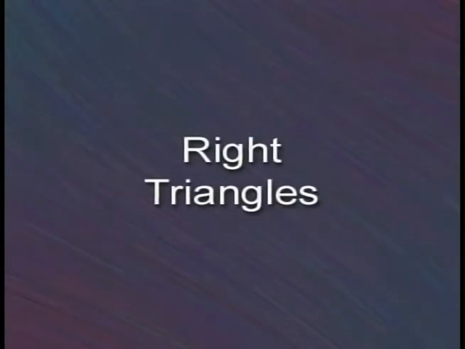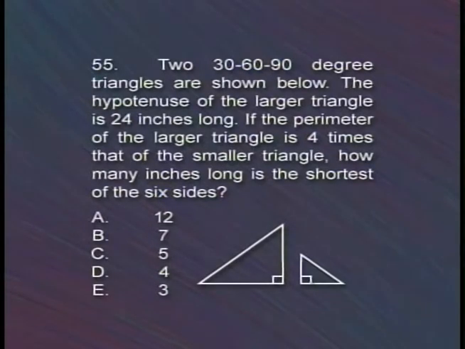Problem 55. Two 30, 60, 90 degree triangles are shown below. The hypotenuse of the larger triangle is 24 inches long. If the perimeter of the larger triangle is 4 times that of the smaller triangle, how many inches long is the shortest of the 6 sides?